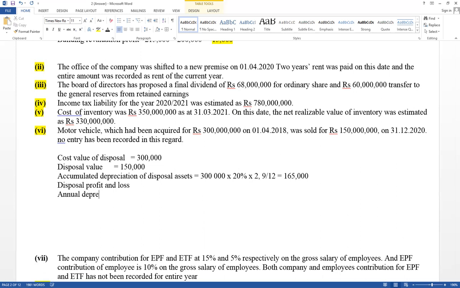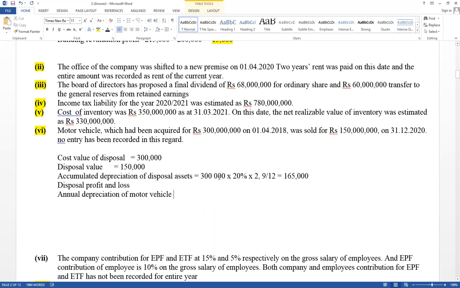Annual depreciation. This is the way you have to think if disposal adjustment is given. Annual depreciation of motor vehicle. Disposal profit and loss can be calculated by preparing disposal accounts. That part I will discuss later. Think how to calculate annual depreciation.